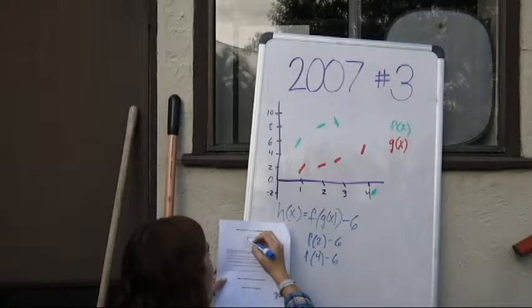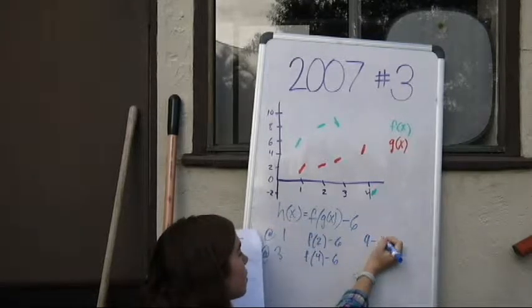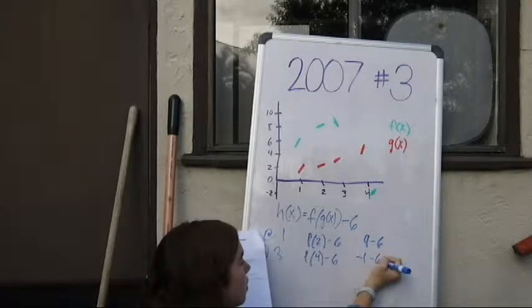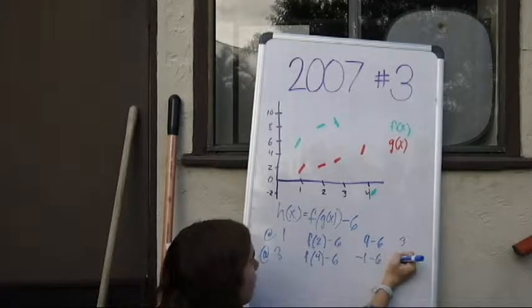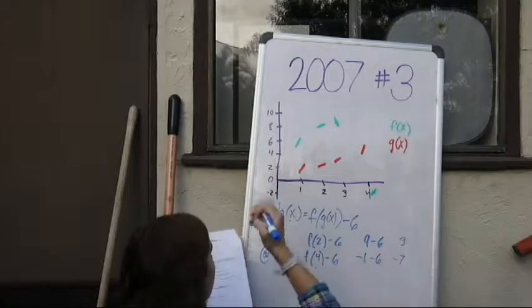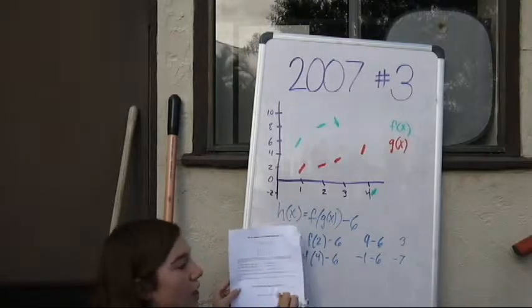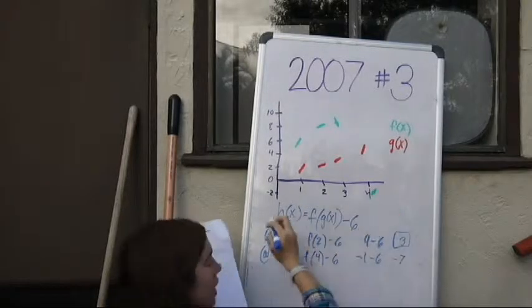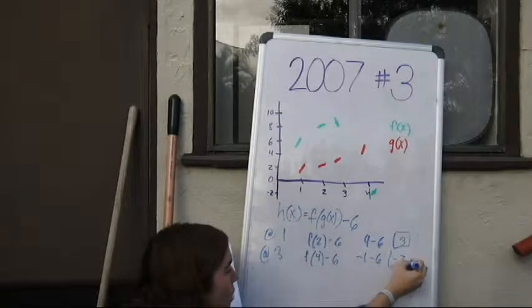So f of 2 is 9, and f of 4 is negative 1. So we have 3 and negative 7. So h of x at 1 is going to be 3, and h of x at 3 is going to be negative 7.